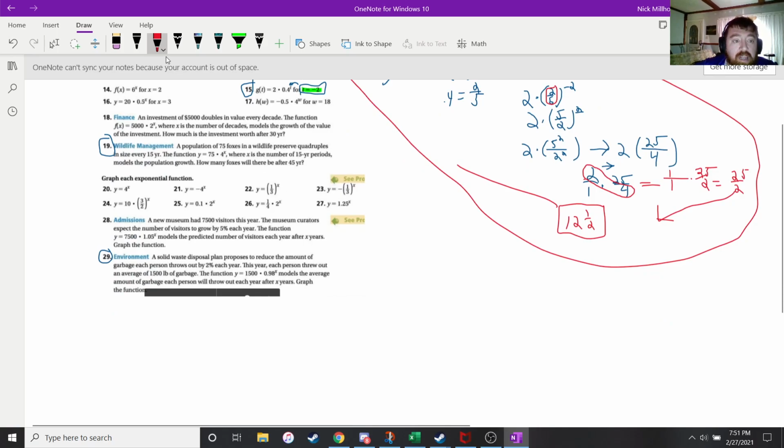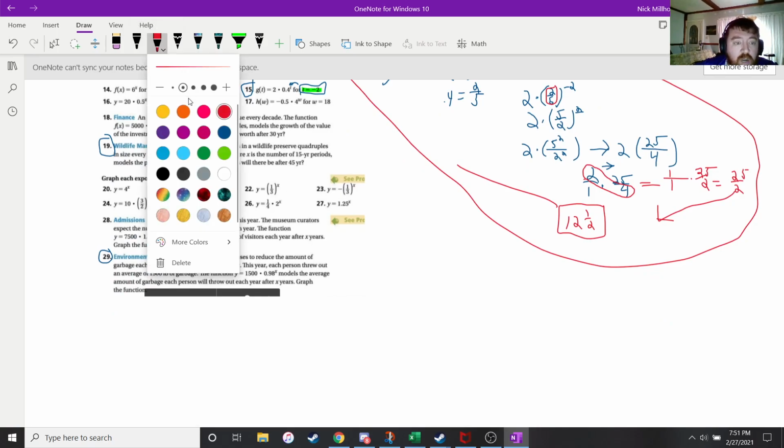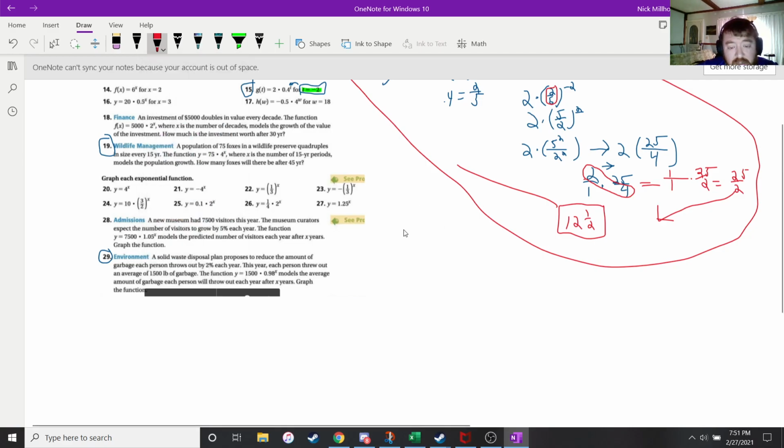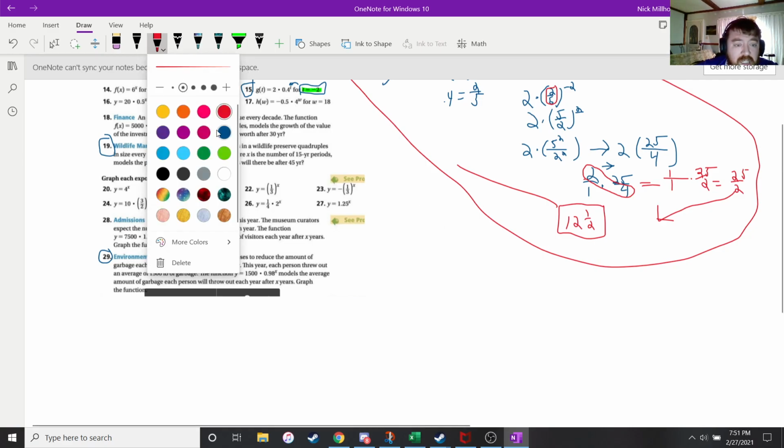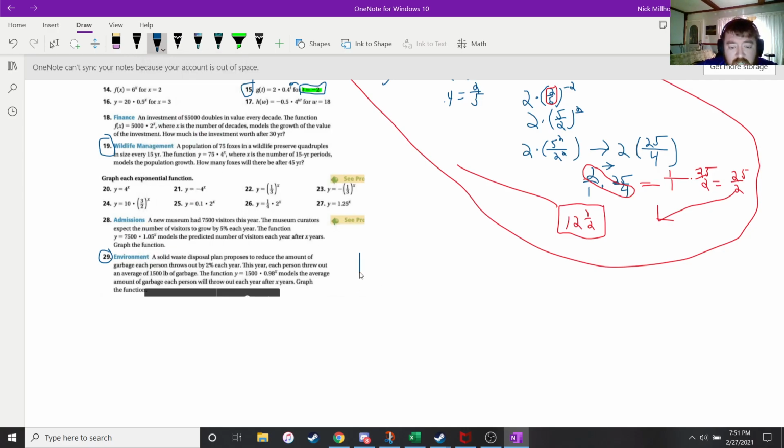Okay, now let's look at 19. We could do the same thing for number 17 too. Actually, I'll just show it to you anyways. So 17 here, we are going to have negative 0.5 times 4 to the w power.